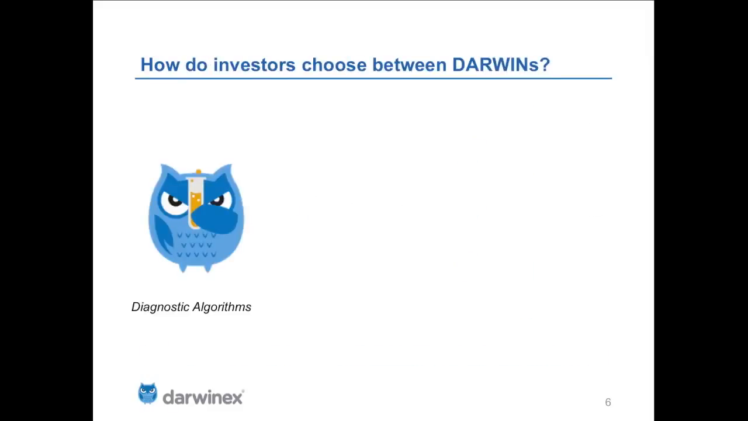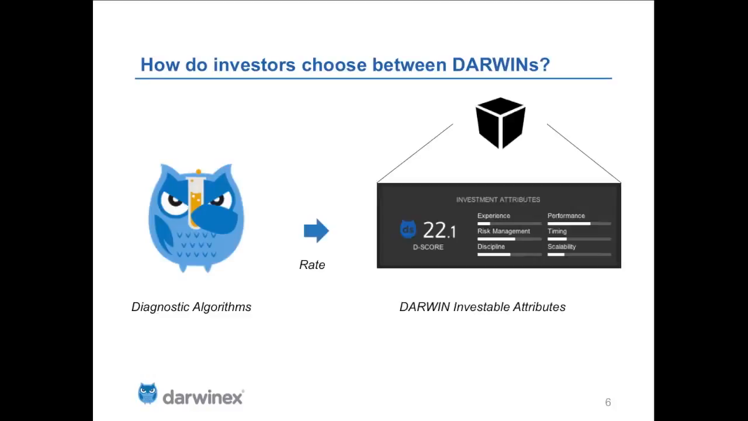Investors choose between Darwins using the Darwin-X diagnostic algorithms. As you know, these rate all strategies for their investor appeal. Currently, there are 6 investable attributes that Darwin-X rates, which are experience, risk management, discipline, performance, timing, and scalability. Each of those is graded with a grade from 0 to 10, which is then weighted into an overall D score or Darwin-X score that ranges from 0, which is pretty bad, to 100, which no one has achieved to date, which is very good. In other words, the algorithms rate the Darwins for investor appeal.